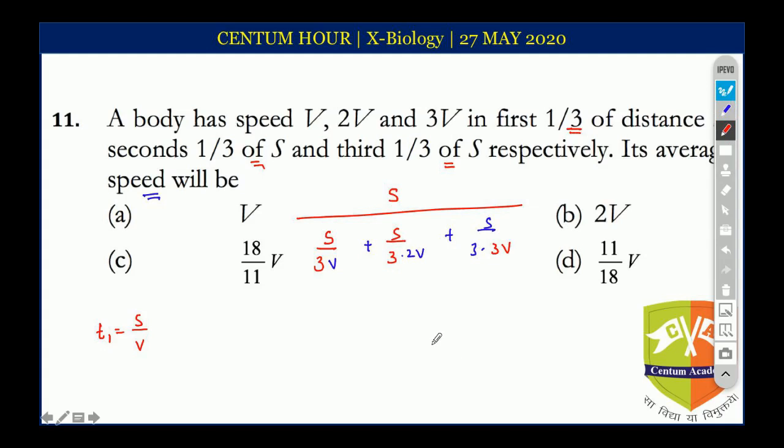Very good. Take S common and cancel it, right or not? 3 will also go in the numerator, and V will also go in the numerator. No doubt? Say ND. D for doubt to Tanya. Tanya, beta, unmute and talk to me.